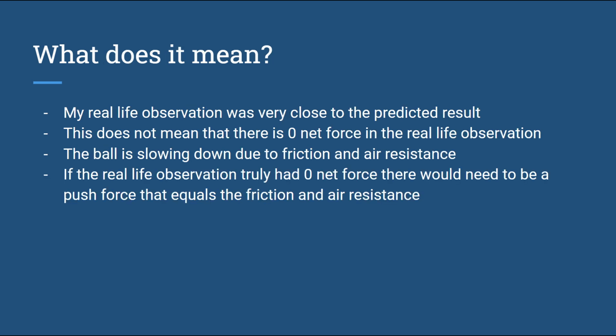So what does this all mean? My real life observation was very close, as we saw. It does not mean there's zero net force in the real life observation. It just means that we didn't have enough time to see the force of friction and air resistance acting on it enough. So it's slowing down due to friction and air resistance. And if the real life observation truly had zero net force, there would need to be a push force that equals the friction and the air resistance so we could actually achieve a net force of zero.